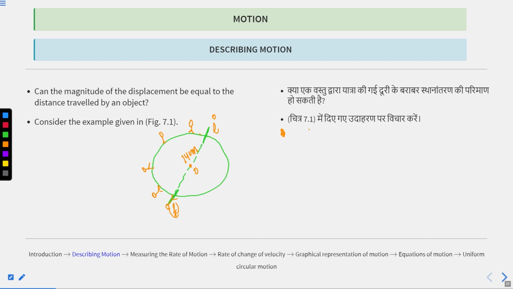What will be the circumference of this half part? The circumference of this half part will be pi r. Pi is 22 by 7. And what is radius? 7. So you have moved 22 centimeter. Now can you tell me from this example what is your distance covered and what is your displacement?